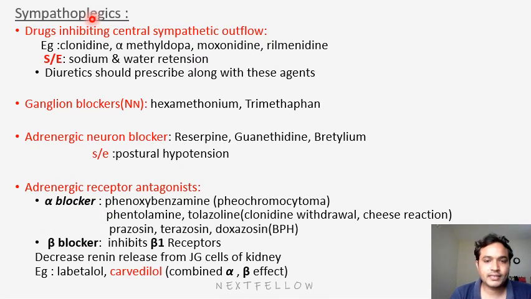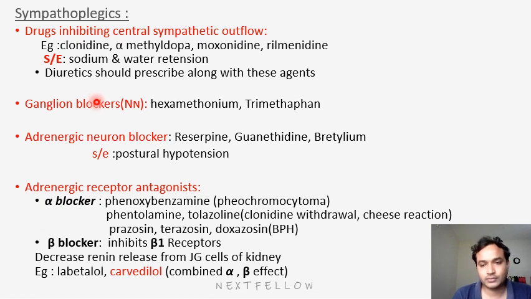The next group of drugs is sympathoplegic, that is sympatholytics. By inhibiting the sympathetic system, we will also control BP. By inhibiting central sympathetic outflow, one group of drugs is clonidine, an alpha 2 agonist, alpha methyldopa, and moxonidine. Mostly in this group we use alpha methyldopa in pregnancy hypertension. The main side effect of these drugs is sodium and water retention, that means edema, so when prescribing them we have to combine with diuretics to overcome this effect.